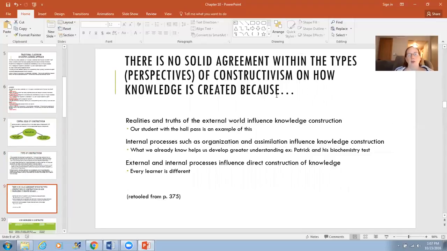And so we can say there's no solid agreement within the types or perspectives of constructivism on how knowledge is created because, one, realities and truths of the external world influence knowledge construction. So what we experience, our truths as individuals influence what we construct, what knowledge we make. So good example is our student with the hall pass. Okay, so based on their prior experiences, people judge them based on color or economic status.